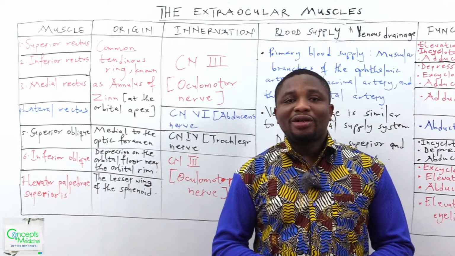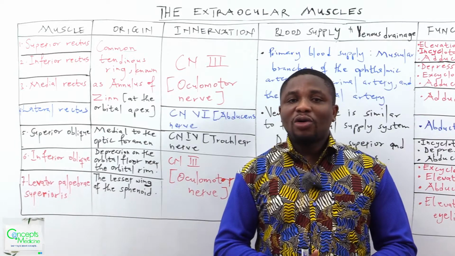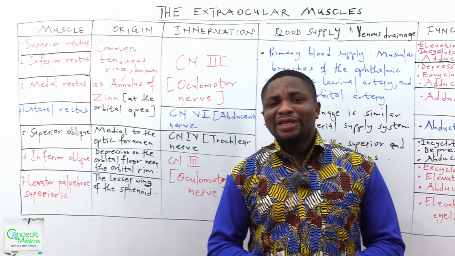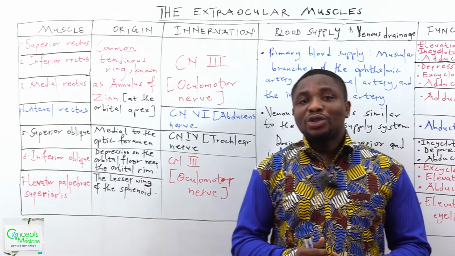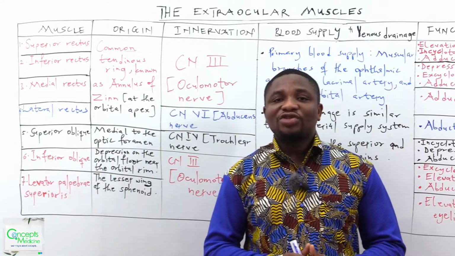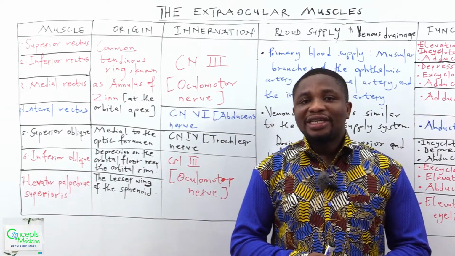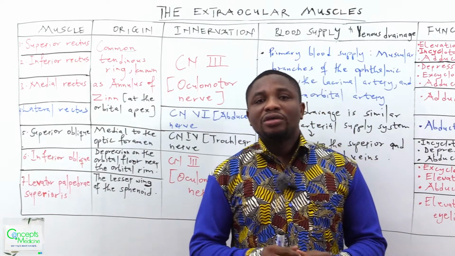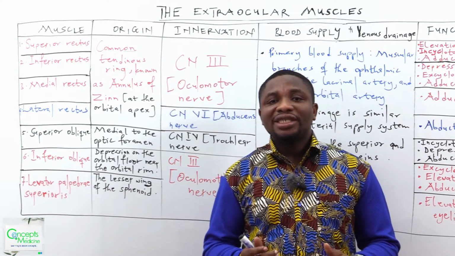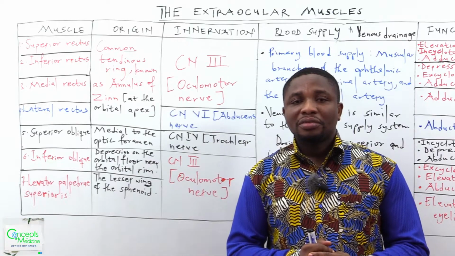In today's tutorial, we are going to be looking at the extraocular muscles. Let's begin. First of all, you should know that there are 7 extraocular muscles divided into 2 groups in relation to the function they perform.